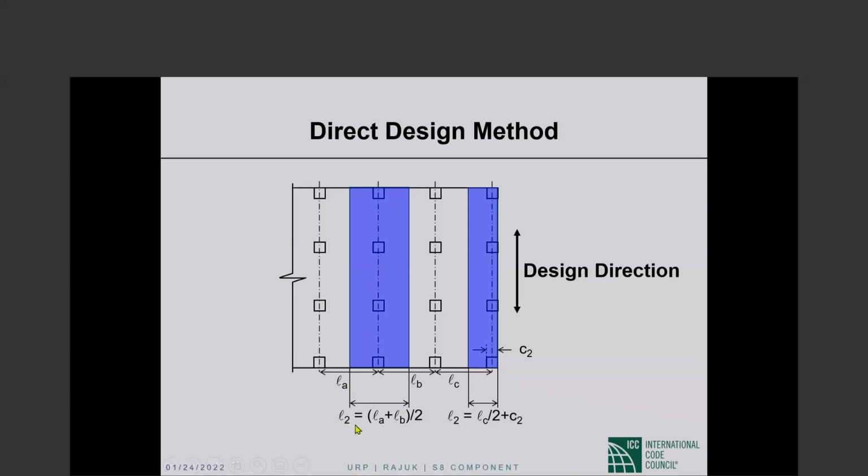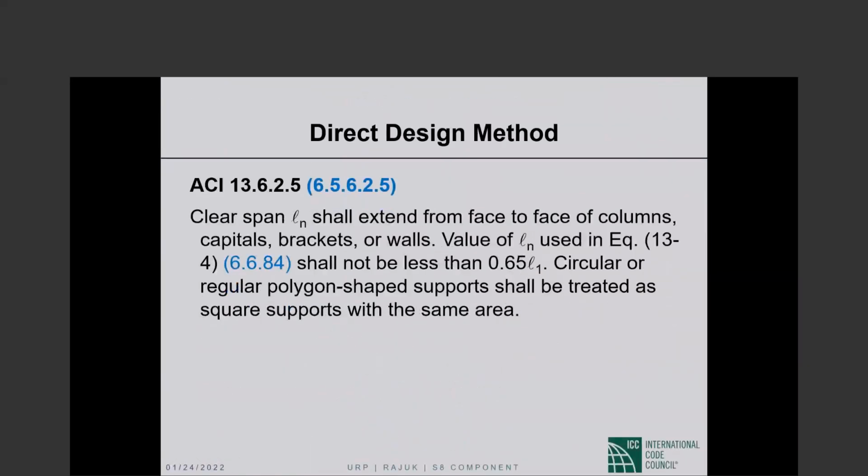This is what we were talking about, the average. The L sub 2 would be the average of L sub A plus L sub B. And anyway, the picture is pretty explicit. I don't know that I can add anything to that.